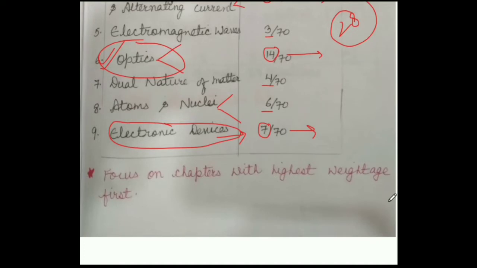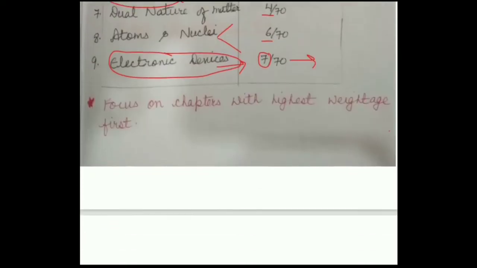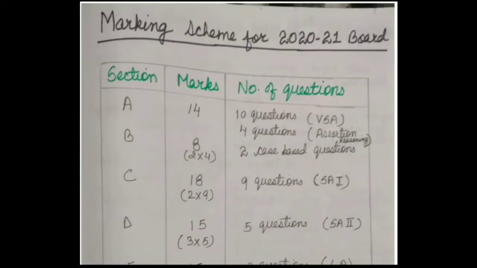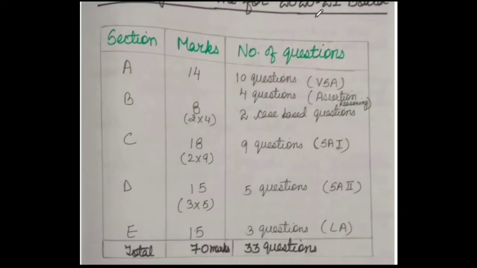So after this, CBSE had released a marking scheme for board 2020-21. In board 2020-21, there are 5 sections A, B, C, D and E. Section A consists of 10 questions of 1 mark each and 4 questions of assertion reasoning. It means there are 14 questions in all and each question consists of 1 mark. It means 14 marks for section A.